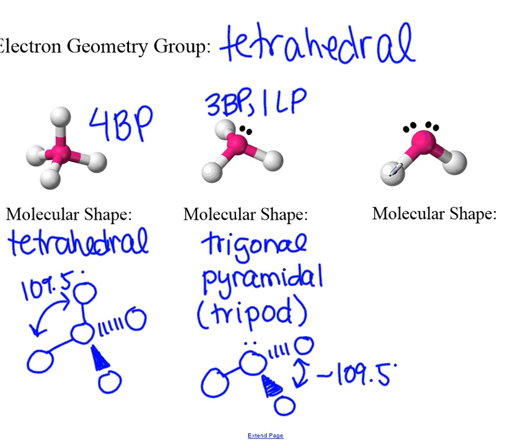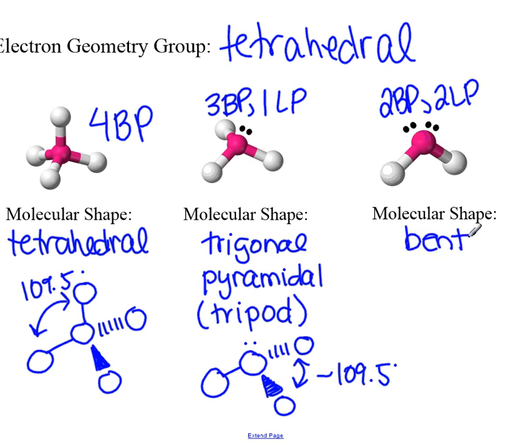Last one, we've got 2 bonded pairs and 2 lone pairs. 2 plus 2 gives us 4. So we're still in tetrahedral. This shape is your bent shape.